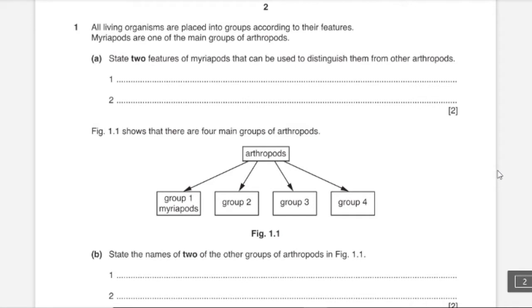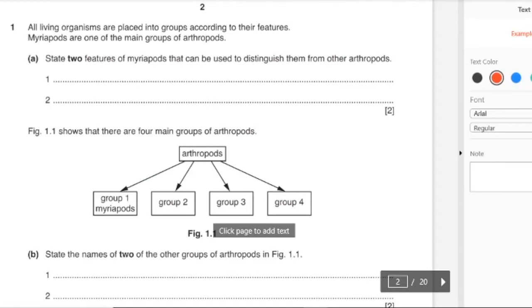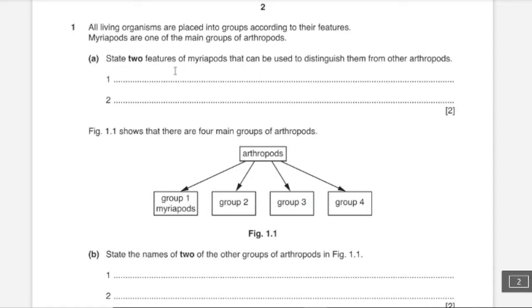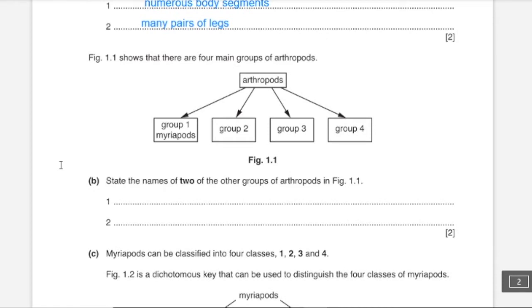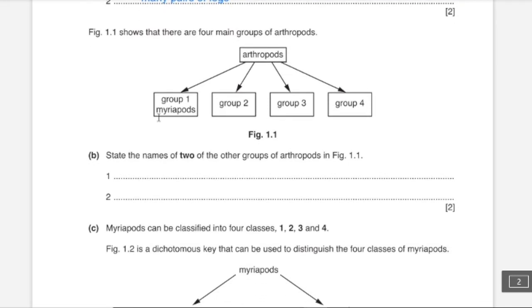Alright, so there are a few distinguishing features, and some of them can be the fact that they have numerous body segments, and similarly they have many jointed pairs of legs. Okay. Figure 1.1 shows that there are 4 main groups of arthropods, group 1 being meropods, and there are 3 other groups.